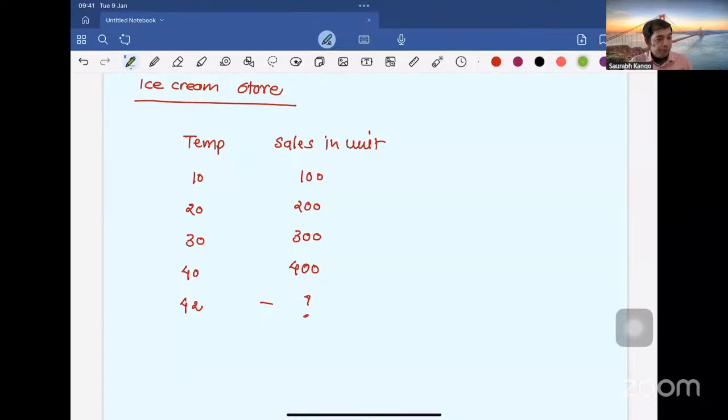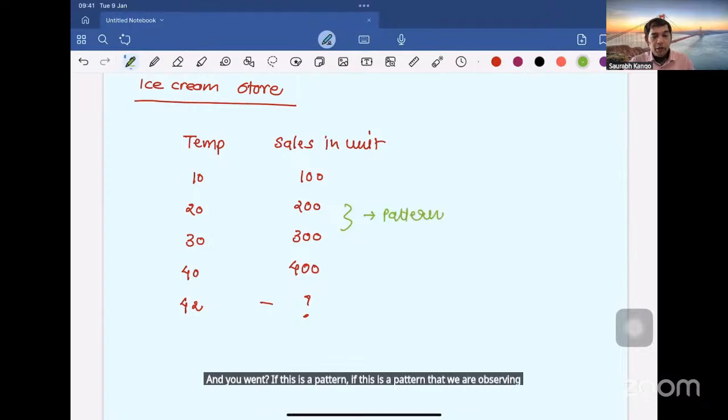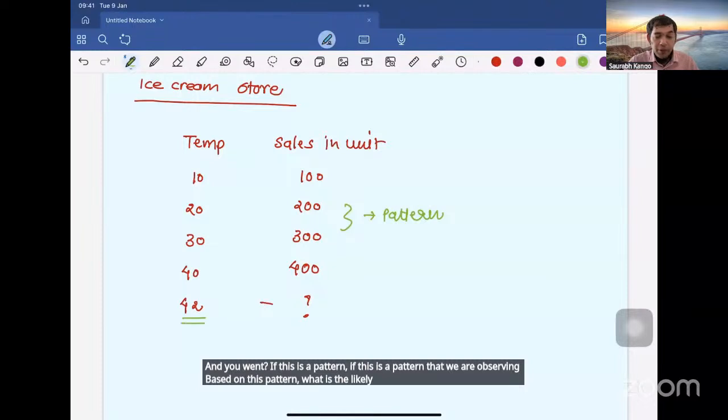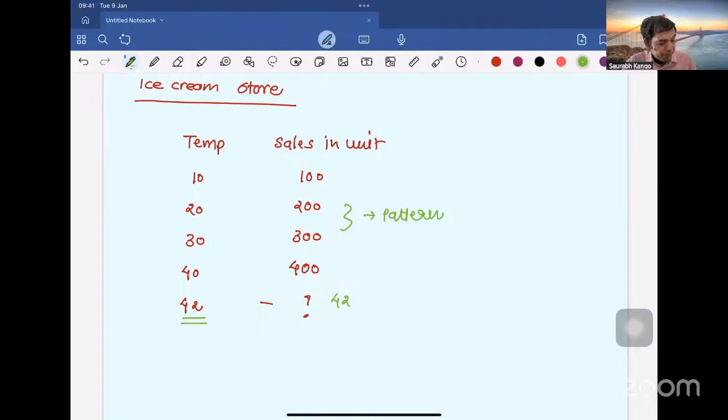Anyone? If this is a pattern that we are observing, based on this pattern, what is the likely sales at 42 degrees Celsius? It could be 420. Very good. Now, what did you do?